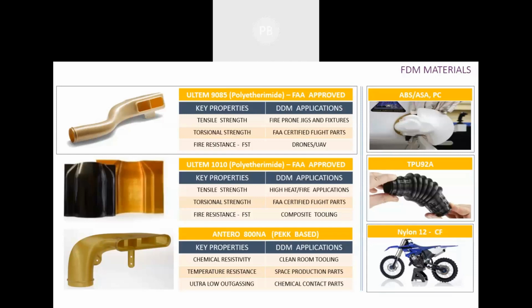Then comes polycarbonate. PC, polycarbonate, is a material used for very hardy or very rigid parts where a certain level of strength is required.